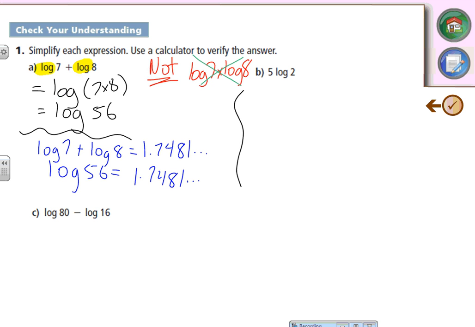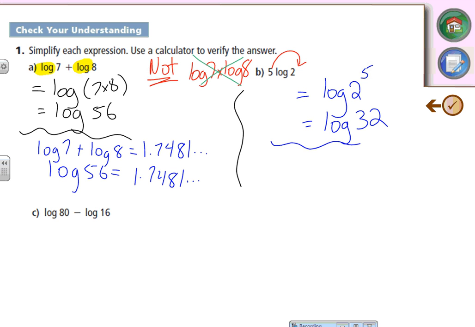Okay, so let's go to the next one. B, 5 log of 2. If we're multiplying, that means we add a power of a power. So that 5 can go up as an exponent. This can only be done with logs. Don't start saying, hey, I could just put any coefficient up as an exponent. It only works for logs. Log of 2 to the 5, which gives us log of 32.